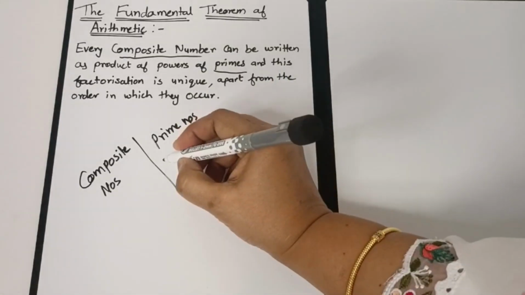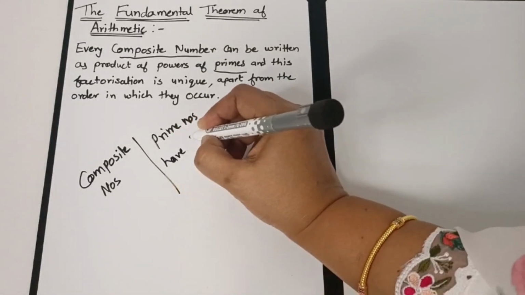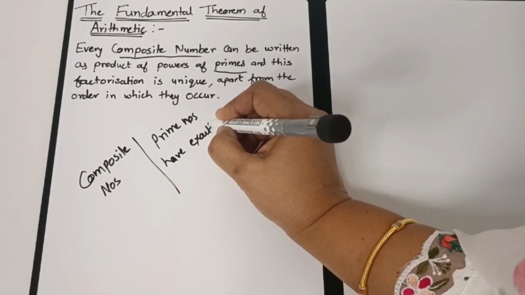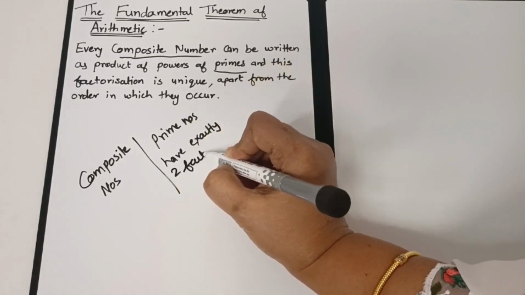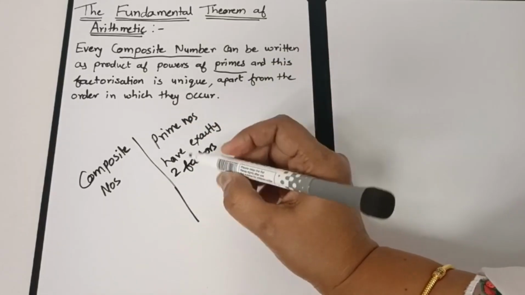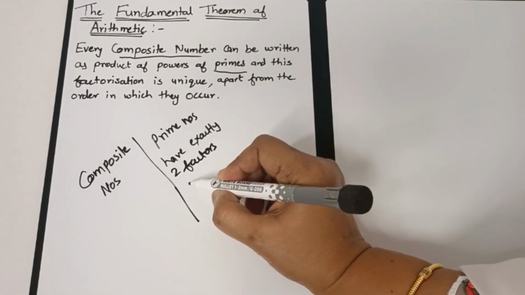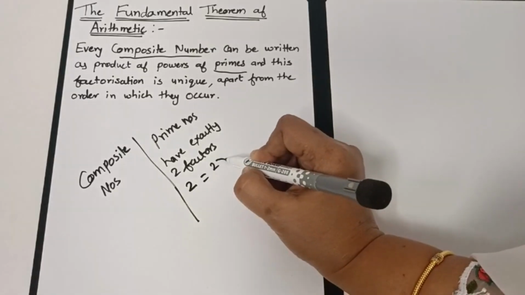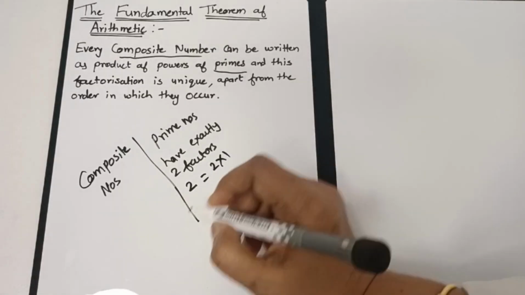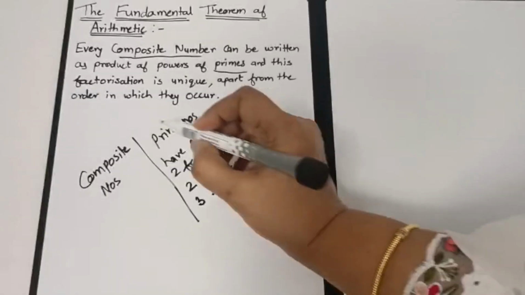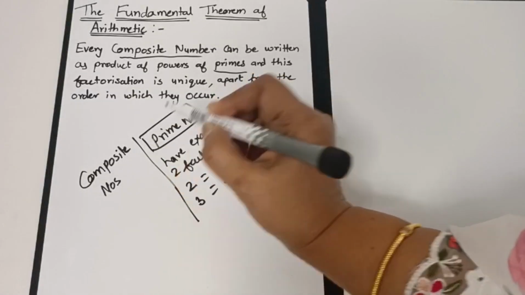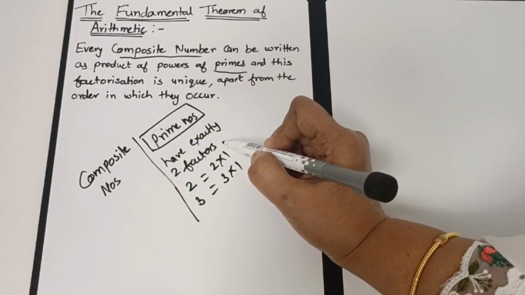Prime numbers will have exactly two factors. The way I've told in our previous topic, that if it is 2, I can write it as 2 into 1 only. There are no other factors. Then we'll see 3, it is 3 into 1. So prime numbers basically will have only two factors.